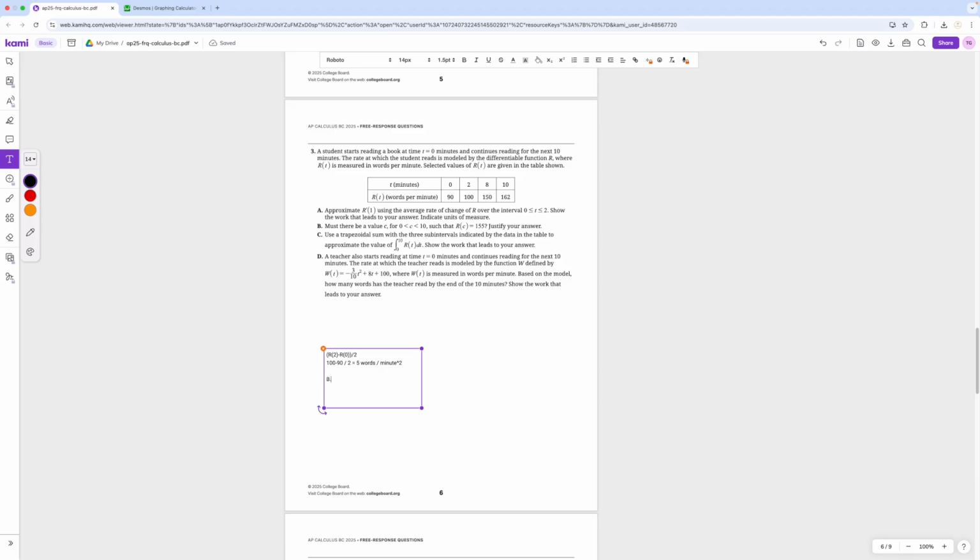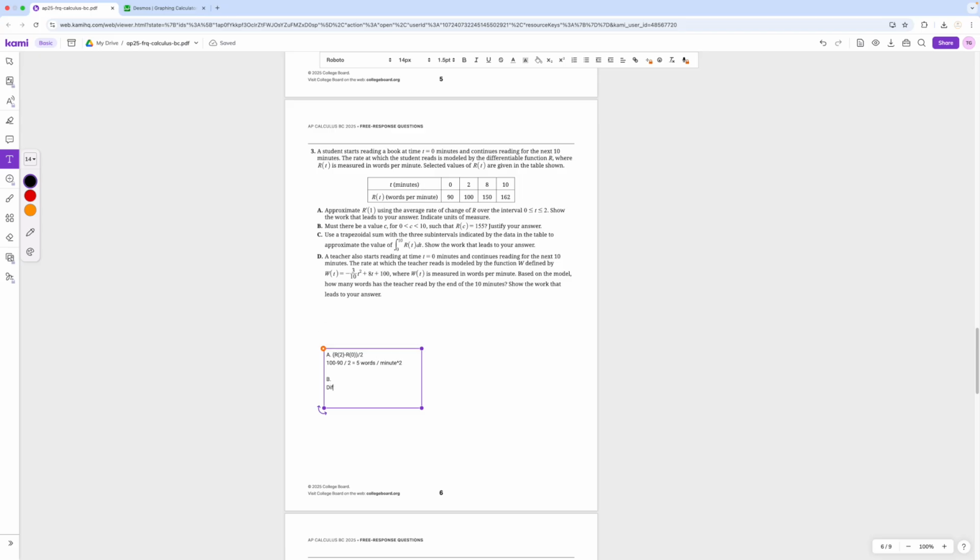Now we're on to B. Let me just write A up here. Must there be a value C for 0 < C < 10, such that r of C is equal to 155? Justify your answer. Well, let's look over here. Our starting value at t equals 0 is 90, and our ending value at t equals 10 is 162. And we're given that this function r of t is a differentiable function.